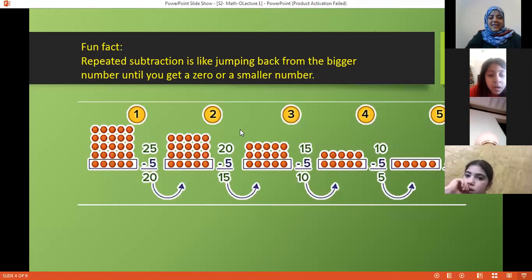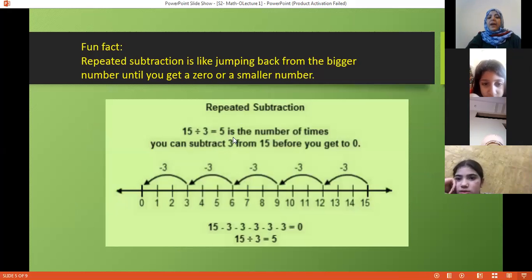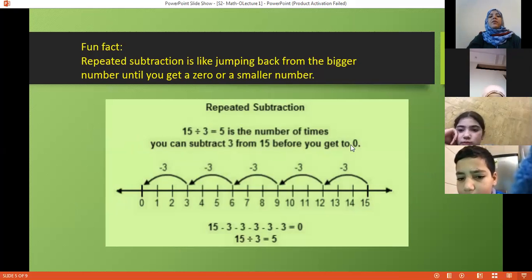We get 20. Yes. Okay, so look at this. 15 divided by 3 is equal to 5. 5 is the number of times you can subtract 3 from 15 before you get 0.